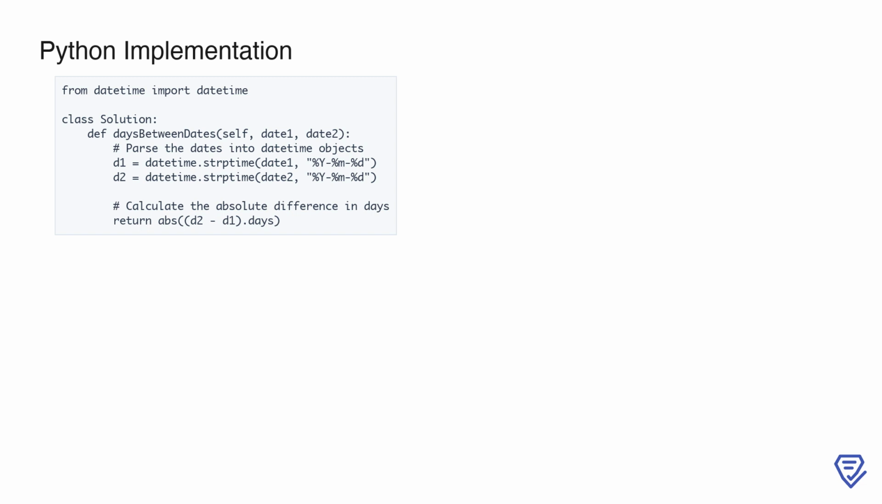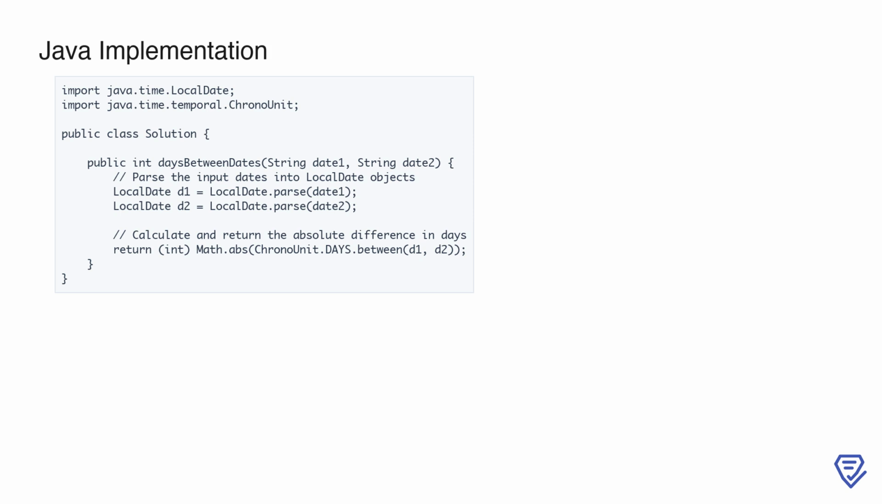The algorithm handles leap years, varying month lengths, and edge cases, like crossing year boundaries, seamlessly due to the robustness of the datetime module. This is the Java implementation for LeetCode problem number 1360, number of days between two dates. The logic mirrors the Python solution by using Java's java.time package for date manipulation. Key differences include the use of LocalDate for parsing dates and ChronoUnit.DAYS.between for calculating the difference in days. The result is returned as an absolute integer value.